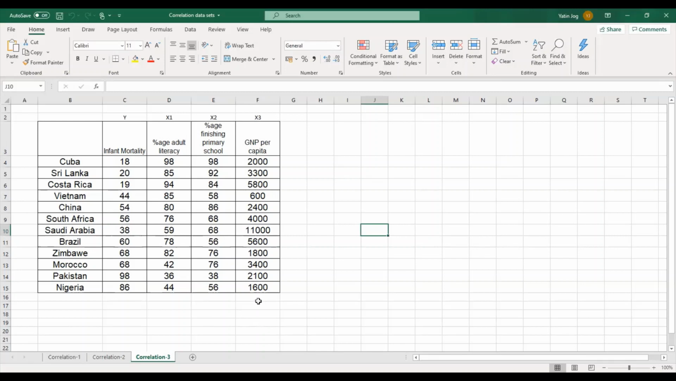So first, I'll try to explain what the meaning of standard error is. If you look at the regression output, we see multiple numbers like R square, adjusted R square, and standard error. I'll shift to the presentation for a moment to see the meaning of standard error, and then we'll come back to Excel.